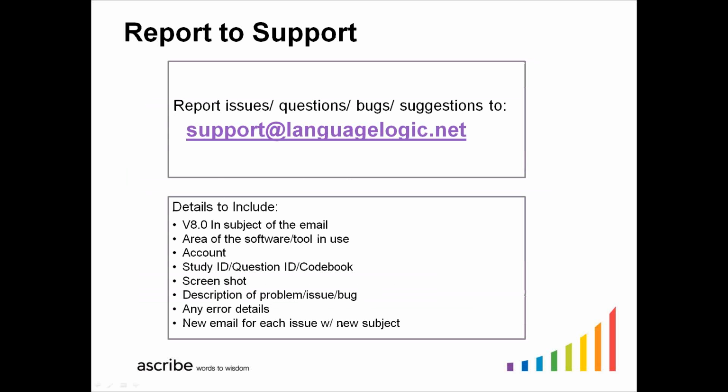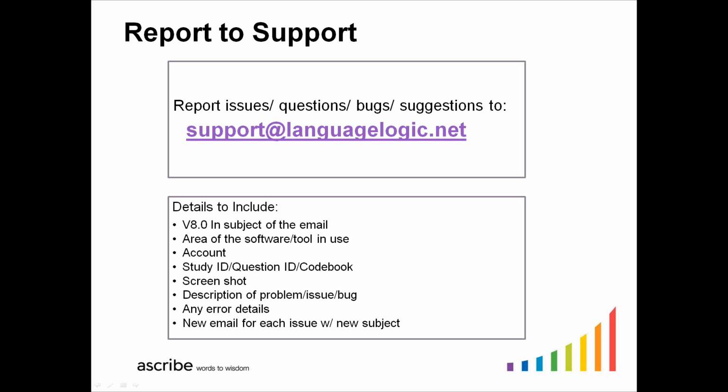And then, of course, the area of the software, the tool that you're using. And this also pertains to any time that you contact support. It's always good to give them as many details as possible. So the area of the software or the tool you're in, the account that you're using, your study ID, question ID, or code book that you're having an issue with or you have a question about. A screenshot is always so helpful if you can do that. A description of the problem, the issue, or the bug, any error details, and a new email for each issue with a new subject.